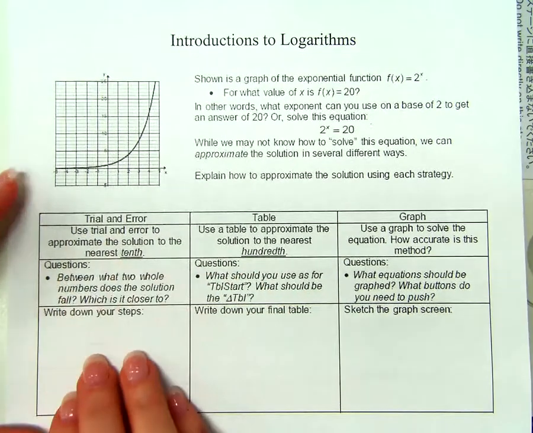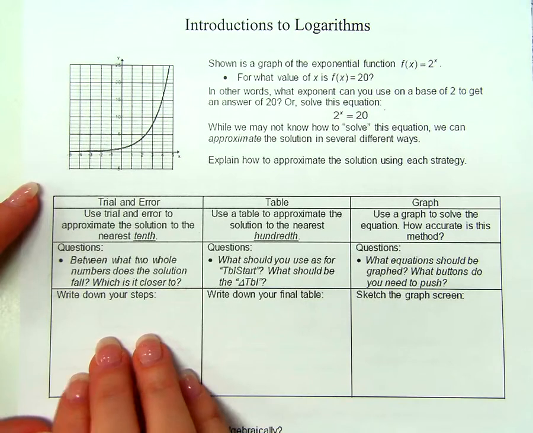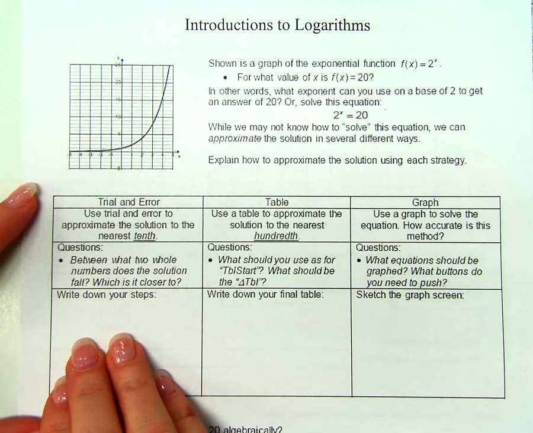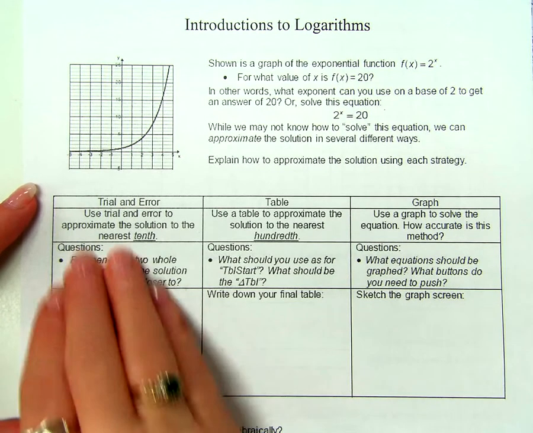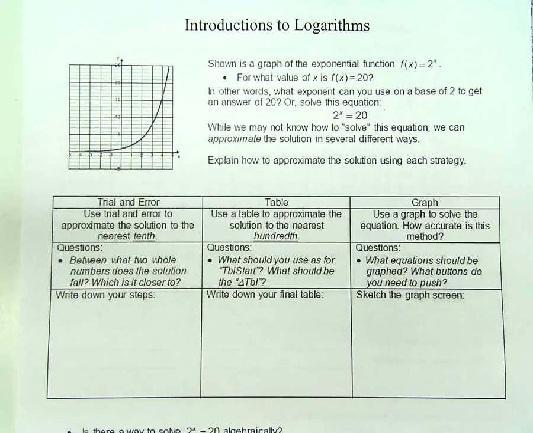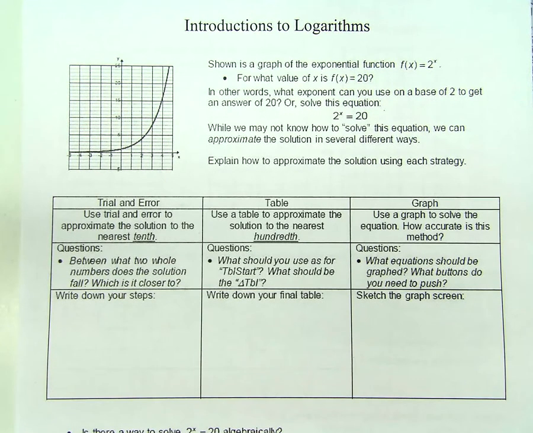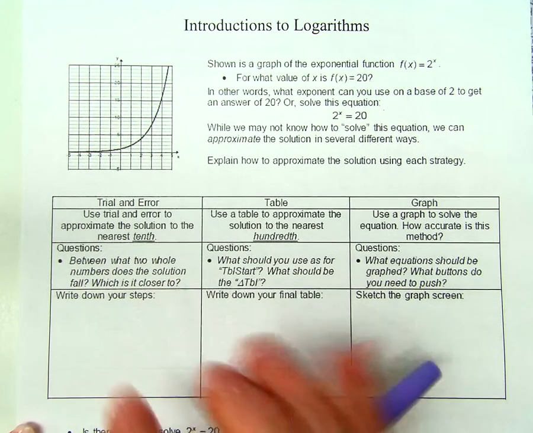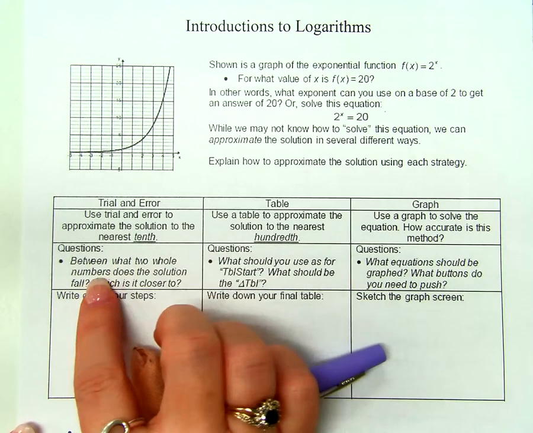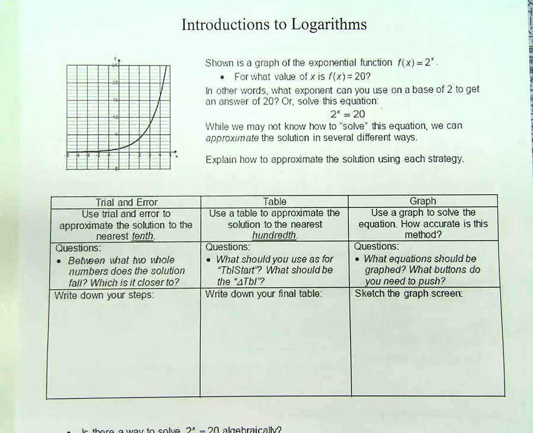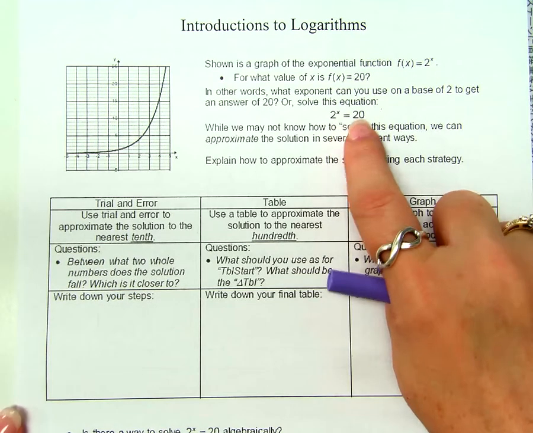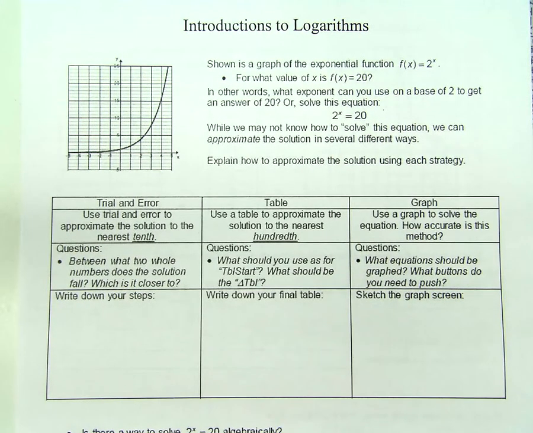The first way is usually your favorite. You do it on a lot of stuff, right? Guess. You guess. Now, the more appropriate mathematical term is trial and error. But all you're doing is guessing, aren't you? Okay? Because we're not looking at our calculator at this point. We're just thinking about it. Between what 2 whole numbers does the solution fall? 2 to what power equals 20? What would x have to be? Between what 2 whole numbers does the solution fall?